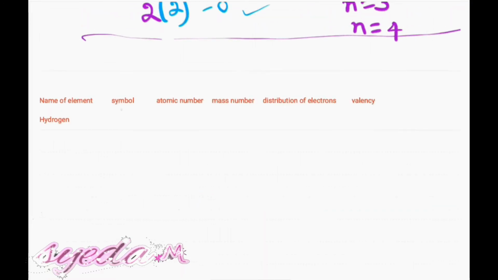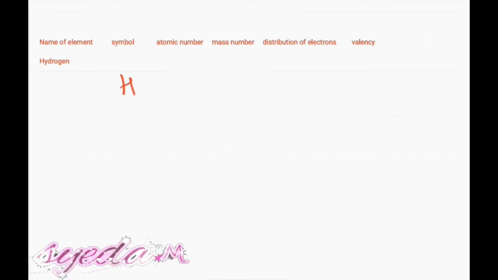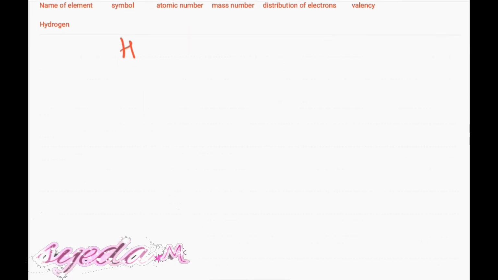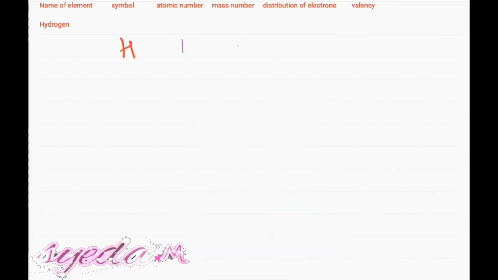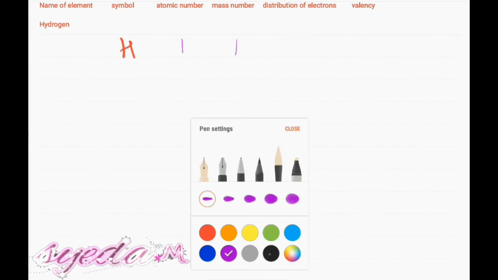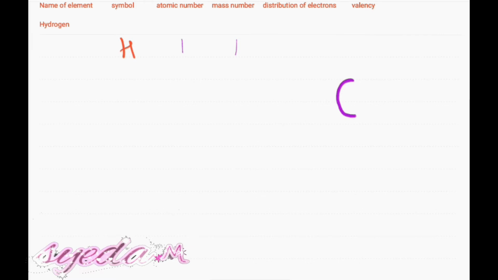Name of the element is hydrogen. What is the symbol of hydrogen? H. Okay, what is the atomic number of hydrogen? Atomic number of hydrogen is 1. What is the mass number? Mass number is also 1. Now how are the electrons distributed in the shell? If you draw this hydrogen, this is the nucleus of hydrogen, it has 1 proton.